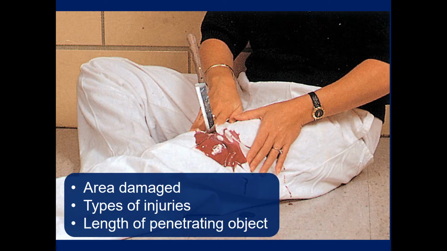We can have actual stabbings. We can see things like slash marks on hands and arms from defensive injuries. Generally, the depth of the injury is limited to the length of the object, and the area damage is also limited to the length and width of an object. Depending on where a patient does get this low velocity penetrating trauma is going to tell us what underneath may be injured.